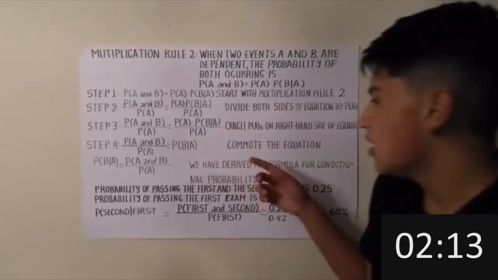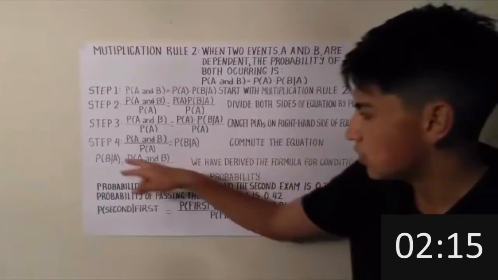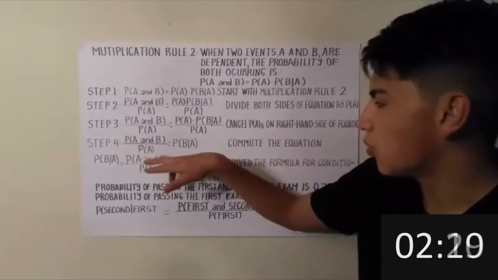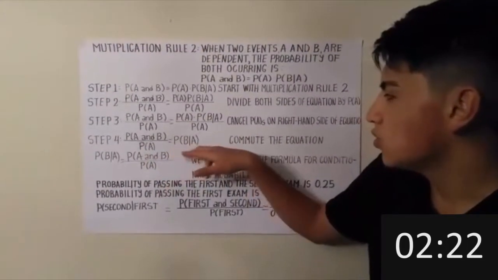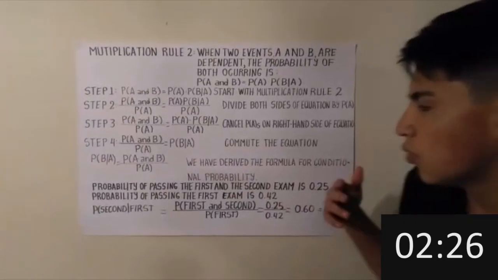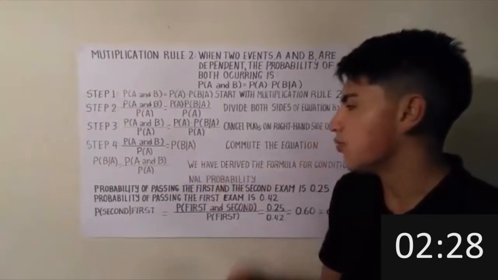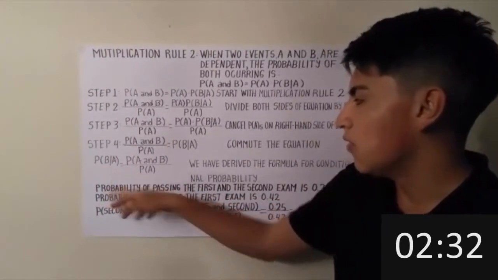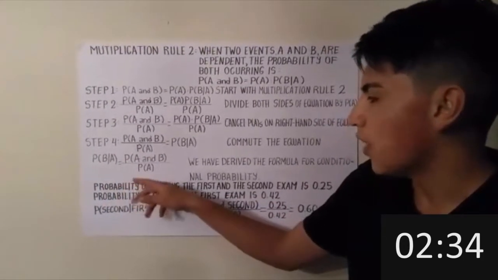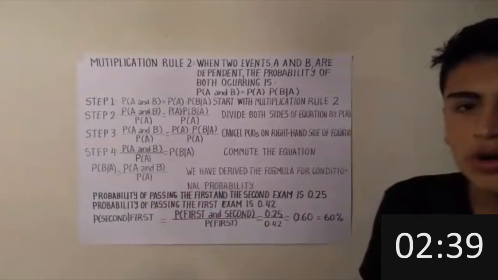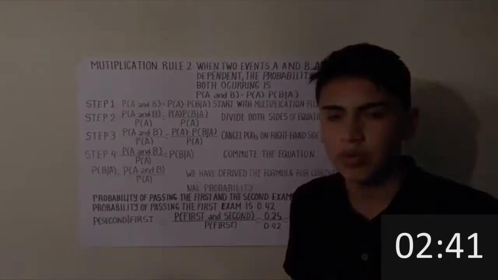And in the final step, we commute the equation. So the probability of A and B over the probability of A is equal to the probability of B given A. So now we have derived the formula for conditional probability, and the final formula is the probability of B given A is equal to the probability of A and B over the probability of A. So now we can solve some problems.